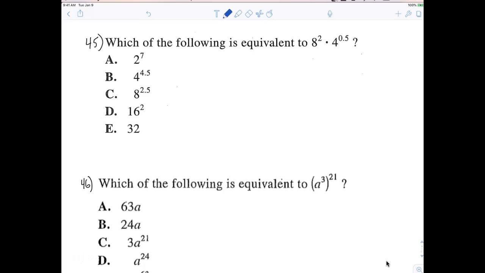Good. Now listen to me. This is hard for most kids. So this answer right here is 128. Well, it's definitely not what? E.